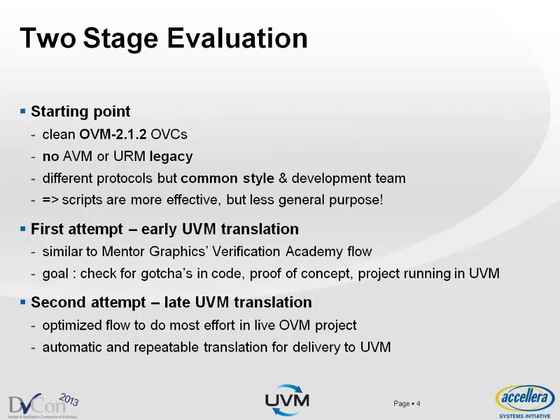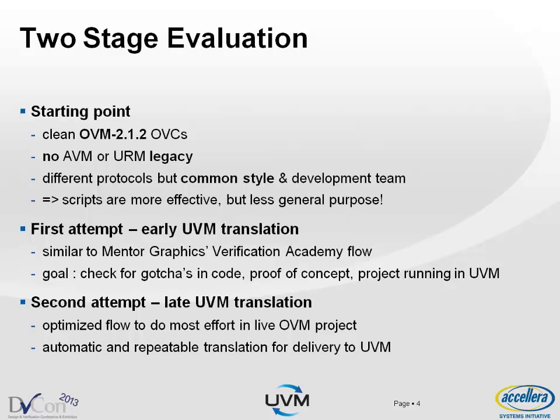Now, we did a deliberate 2-stage evaluation here, partly because we knew our starting point. This is also different from the previous presentation. In our case, we had a clean family, not just one OVC, but 4 projects' worth of OVCs. They're all derivative projects, so they're all quite related. But they're clean OVM 2.1.2, the latest version of OVM, slightly later than where UVM was branched off, and this OVM 2.1.2 has a little bit of the improvements from the earlier UVM brought into it.